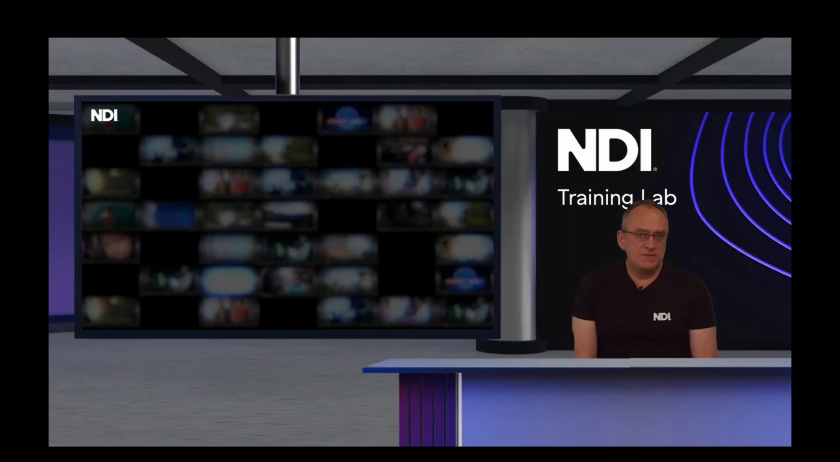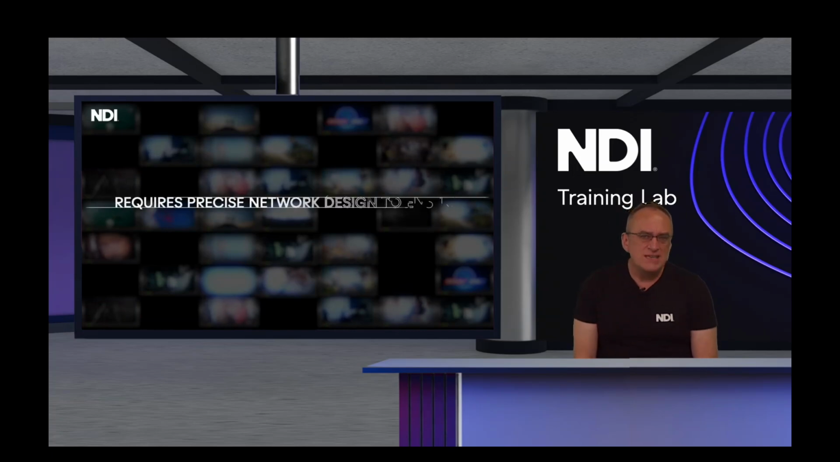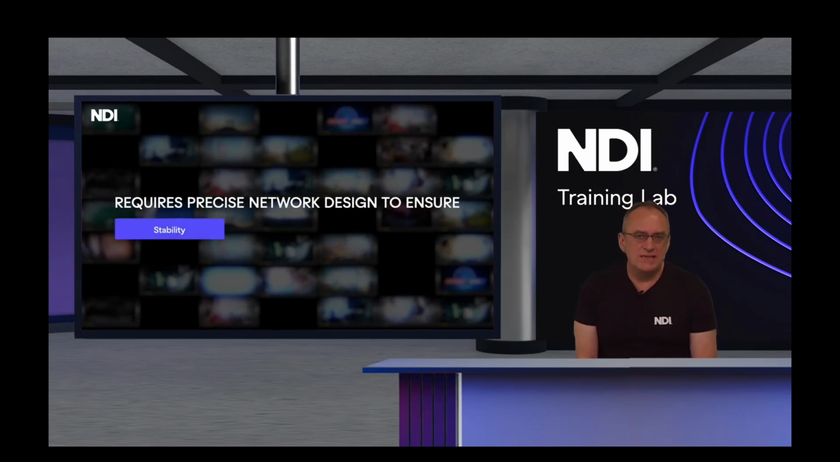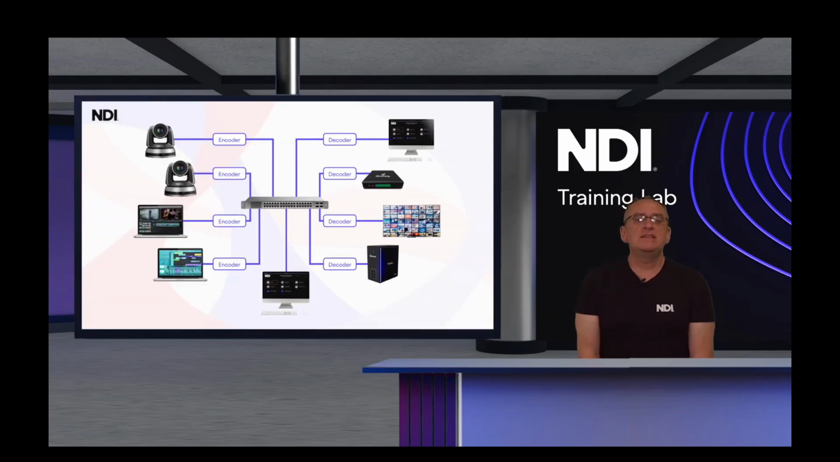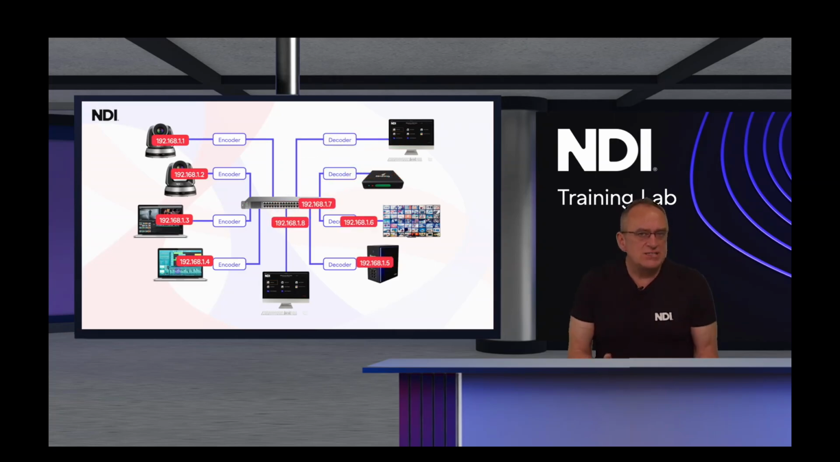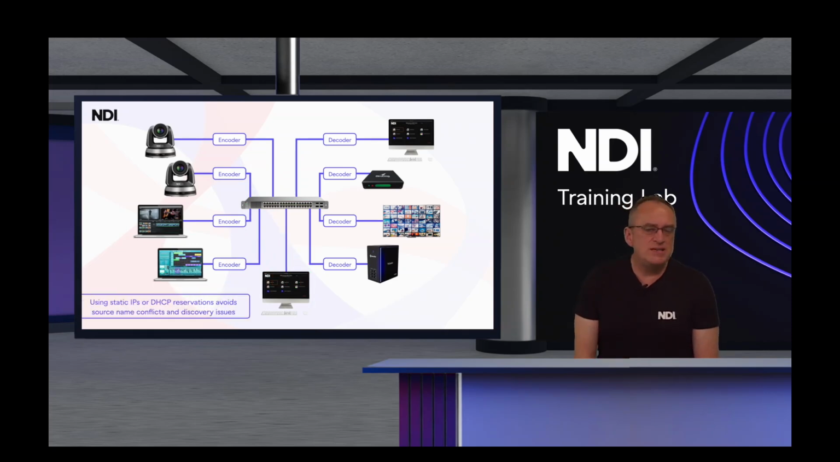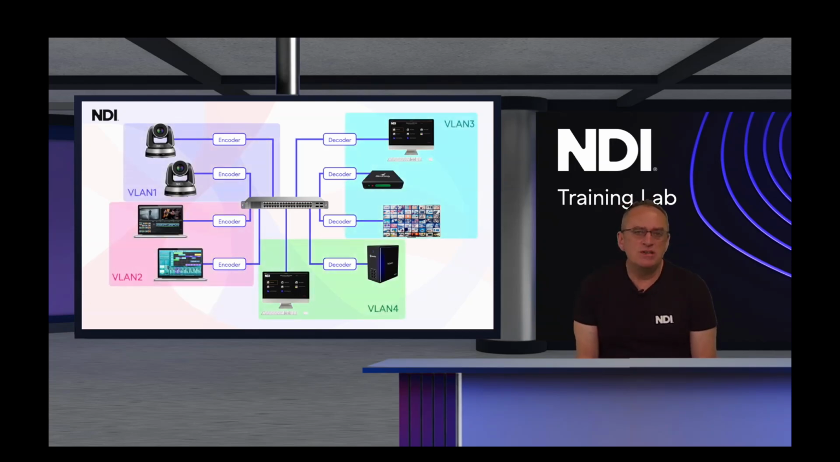Deploying NDI in complex environments such as broadcast facilities, large corporate venues, or even multi-floor event locations requires precise network design to ensure stability, scalability, and predictable performance. Our key foundation is IP address management. Using static IPs, for example, or DHCP reservations, well, that avoids source name conflicts and discovery issues, especially when dealing with dozens or even hundreds of devices. Segmenting the network using VLANs in larger setups also helps to isolate NDI traffic from unrelated data.